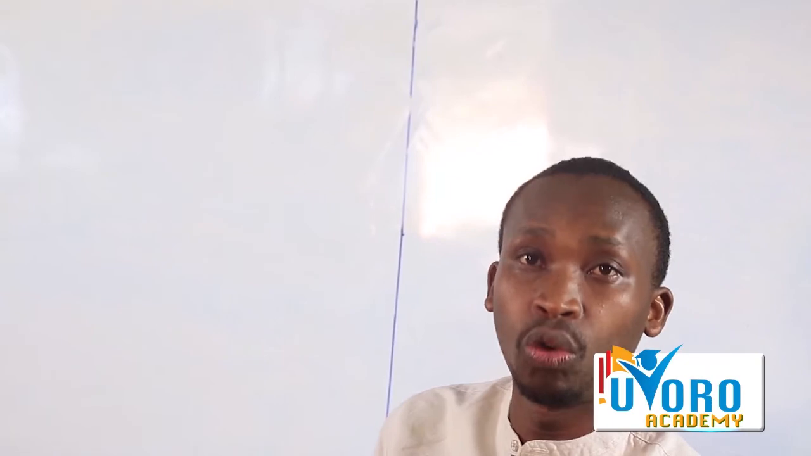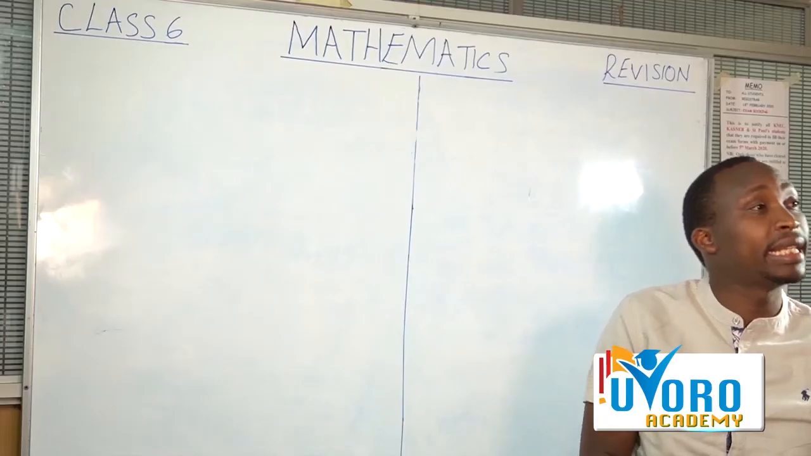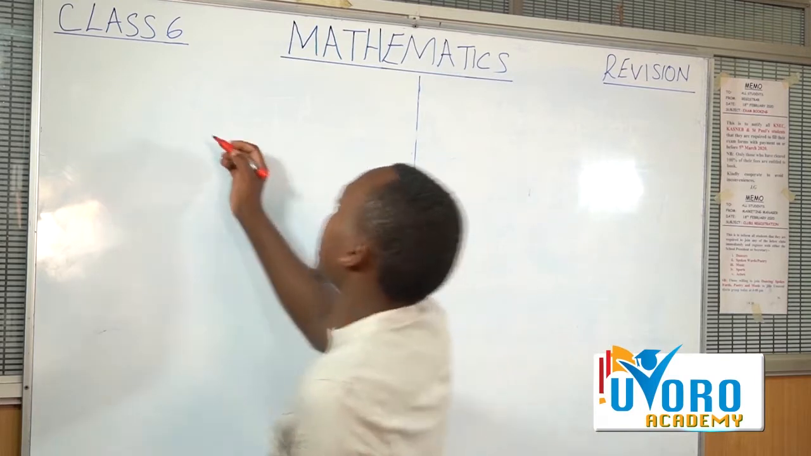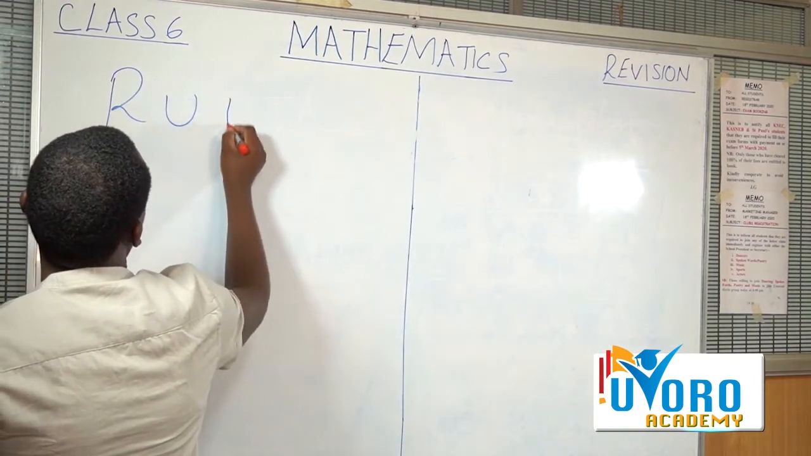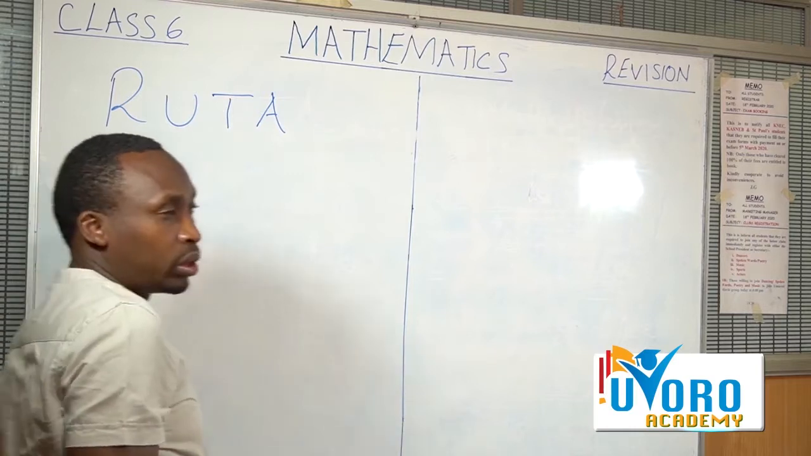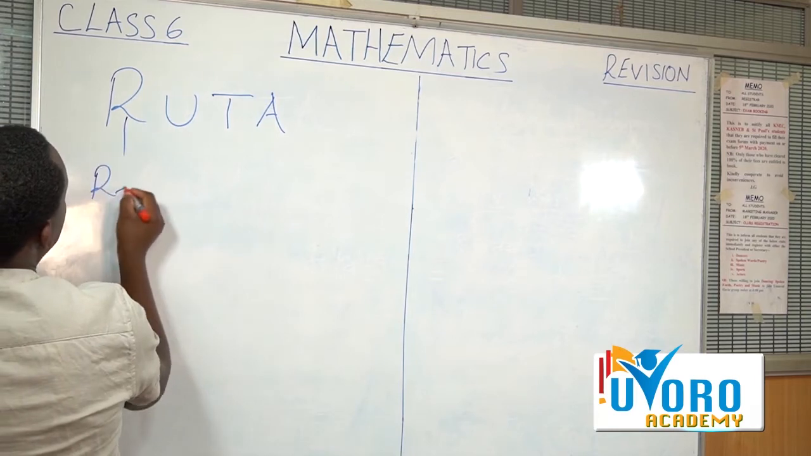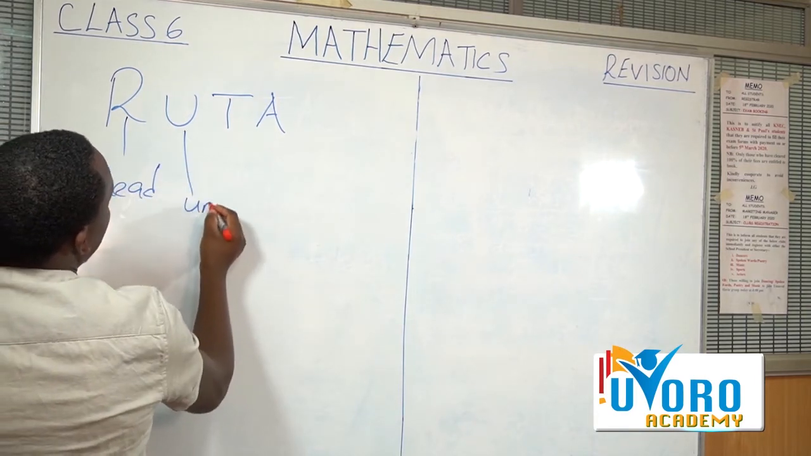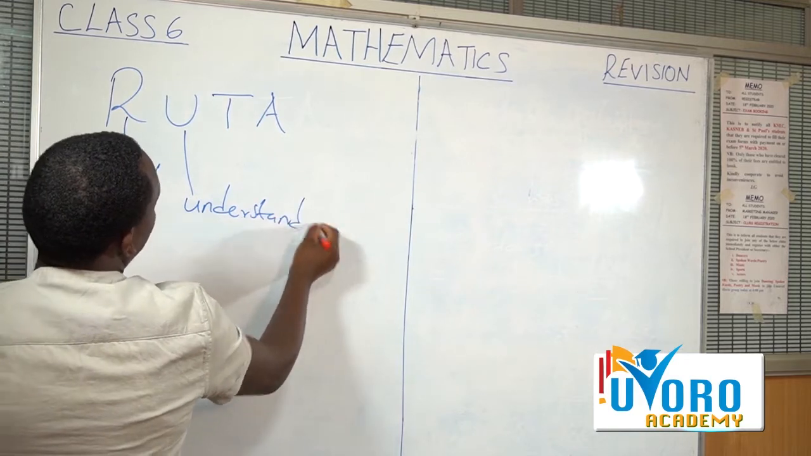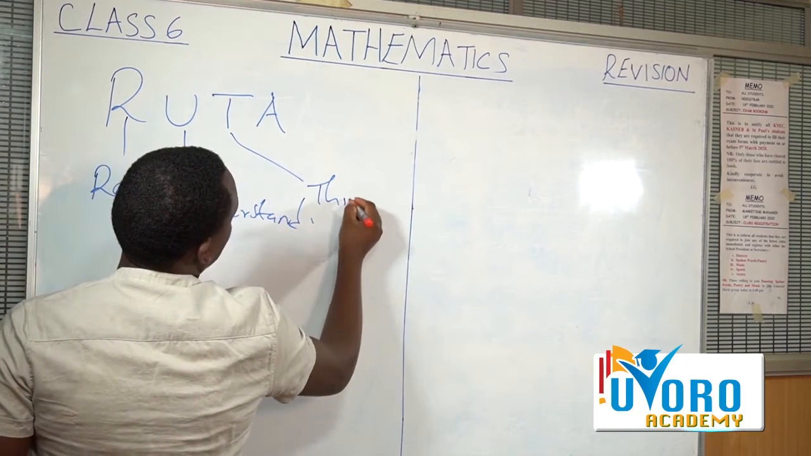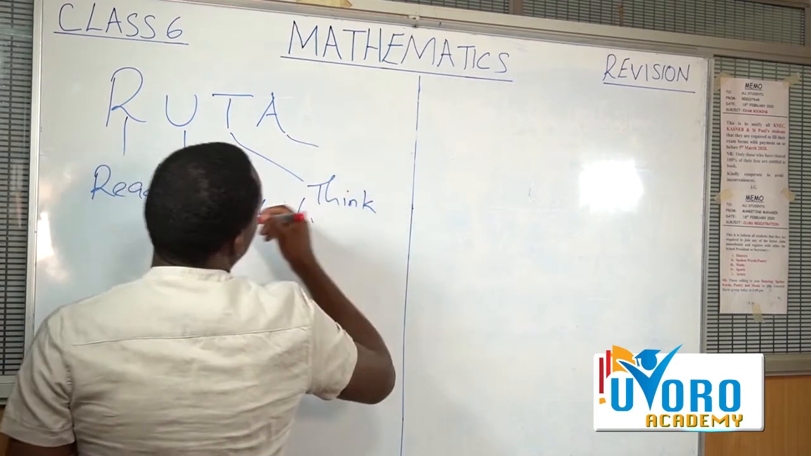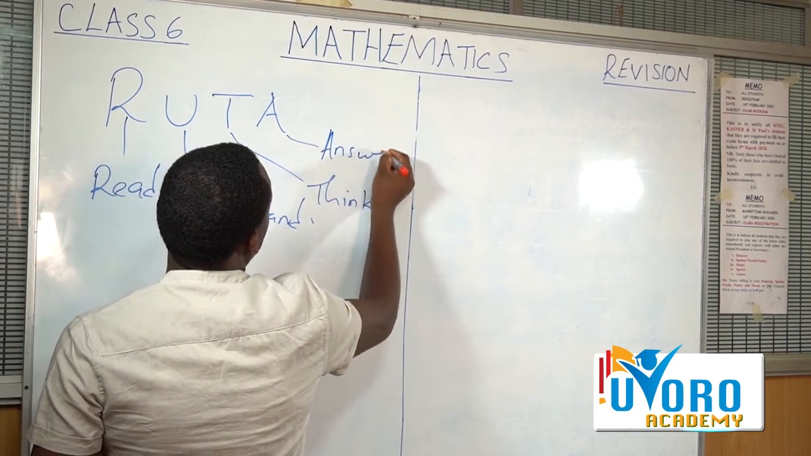Before you do any mathematics paper, you need to read the instructions given. Now, for me, I have a rule that governs mathematics, that is RUTA. R-U-T-A. All of us, let's say RUTA. Now, the first letter means read. The second one means understand. The third one means think. And the last one means now you can answer.